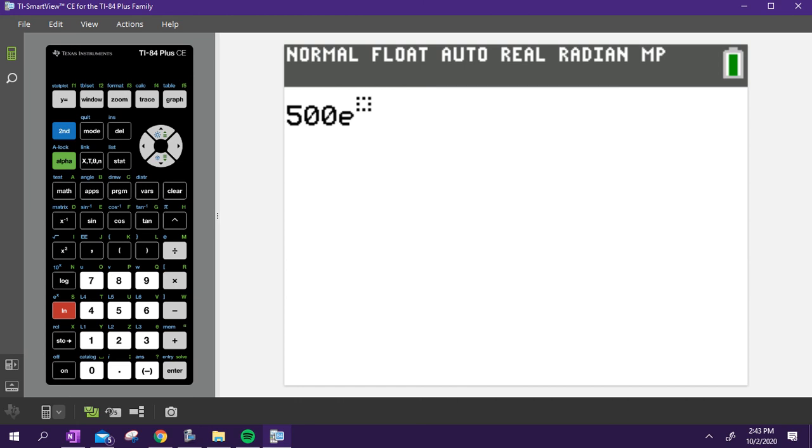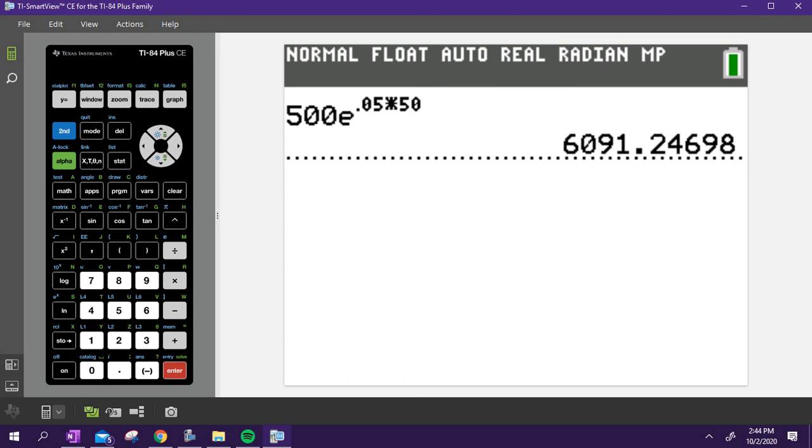Sure, it'd be something nice. But let's say we put $500 away at 0.05. We're going to multiply that by 50 years. How much money do you think that $500 is going to become? $6,000. It's pretty good. And that's only at 5%. You probably can get 5%. Okay, and that was only $500.